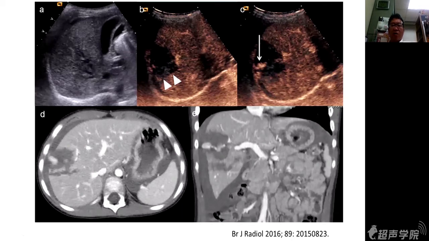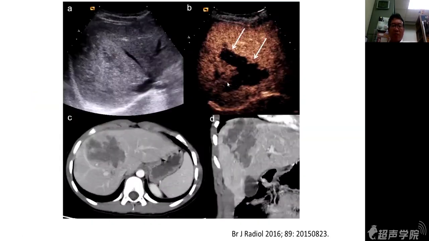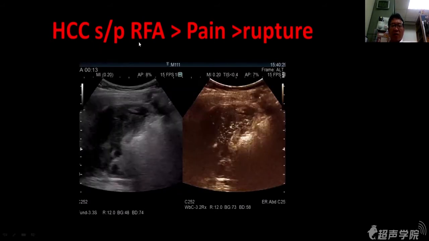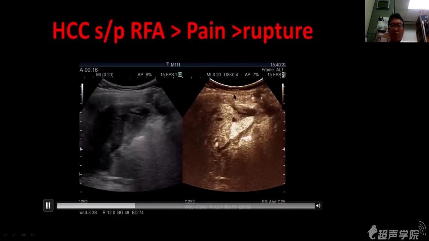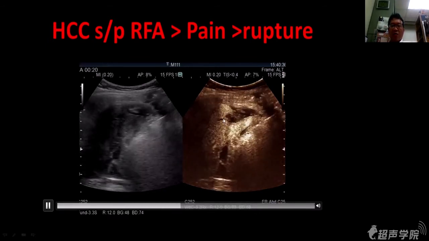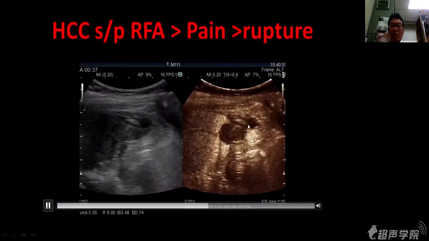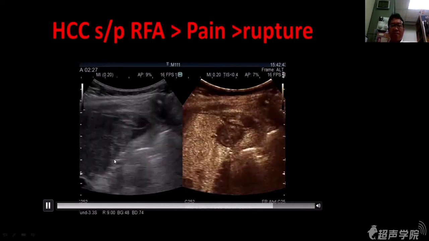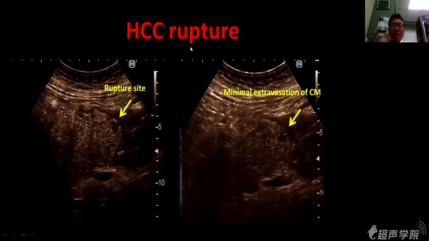This slide shows blood enhancement in the CT scan and a hematoma without perfusion, and a similar hematoma without perfusion. This our case is HCC after radiofrequency ablation, and we found some fluid collection we suppose is rupture, and we have to check whether there is active bleeding or not. After the injection of contrast, fortunately the patient didn't have active bleeding.